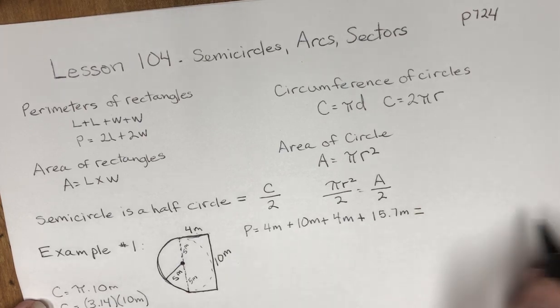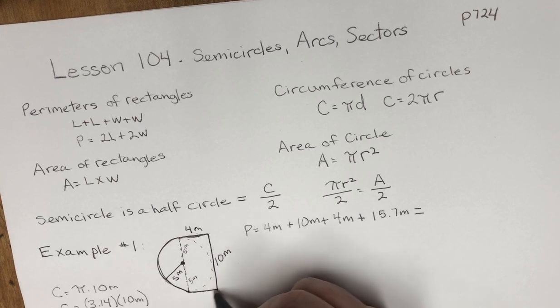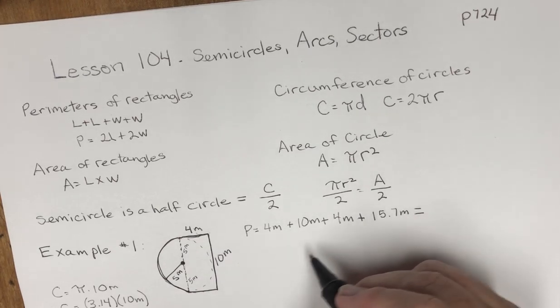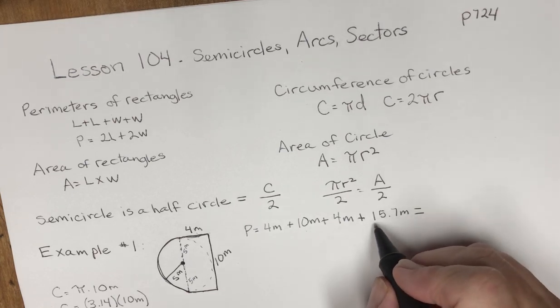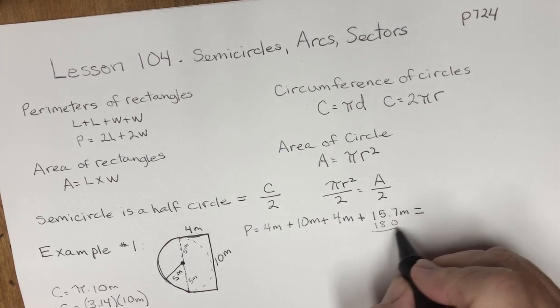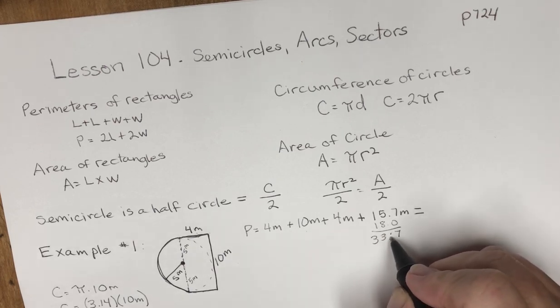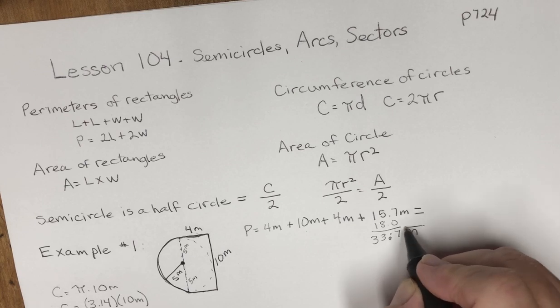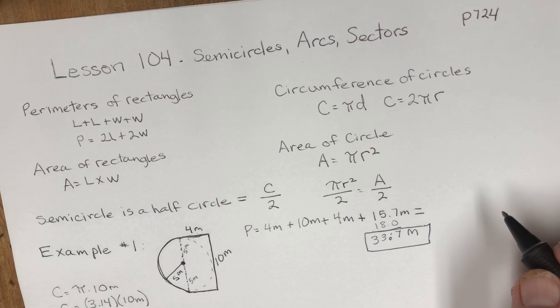And when I add all those up straight across, I will have the exact perimeter of the outside of that structure. So 4 plus 4 is 8. 8 plus 10 is 18. 18 plus 15.7 is, it should be 33.7 meters. And there is my answer. It's 33.7 meters around.